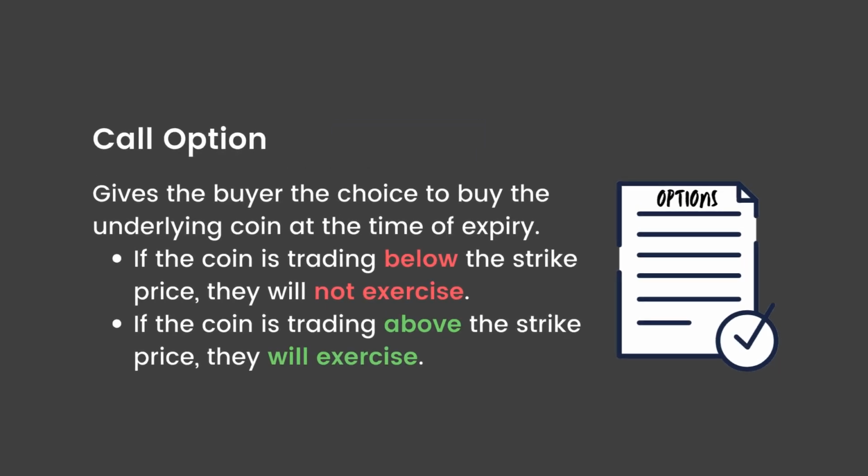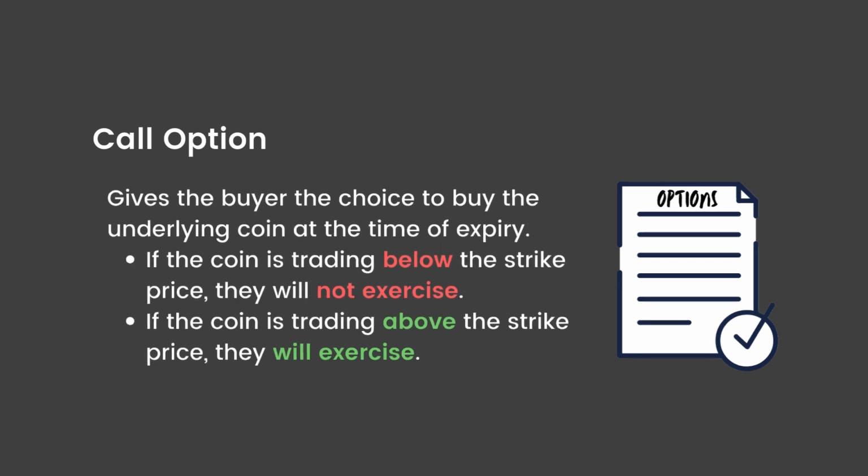The overall gist of options is explained well by the action at expiry. A call option gives the buyer a choice whether they want to buy an underlying coin at the time of expiry. If the coin is trading below the strike price, they naturally can buy it lower elsewhere and won't exercise. However, if the coin is trading above, they are able to buy it cheaper than on the market and will make an instant profit if they sell the coin they got from exercise straight away.